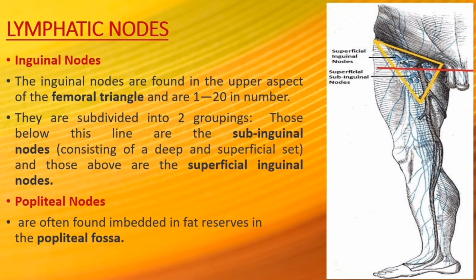Inguinal nodes. The inguinal nodes are found on the upper aspect of the femoral triangle and are 1 to 20 in number. They are subdivided into two groupings. A horizontal line is usually drawn to separate the two. Those below this line are the subinguinal nodes, which consist of a deep and a superficial set, while those above are the superficial inguinal nodes. Popliteal nodes. They are often found embedded in fat reserves in the popliteal fossa.